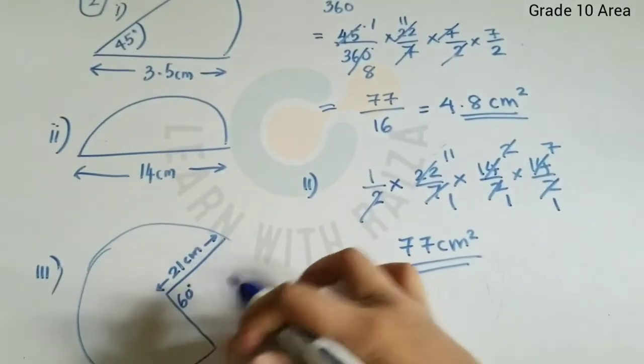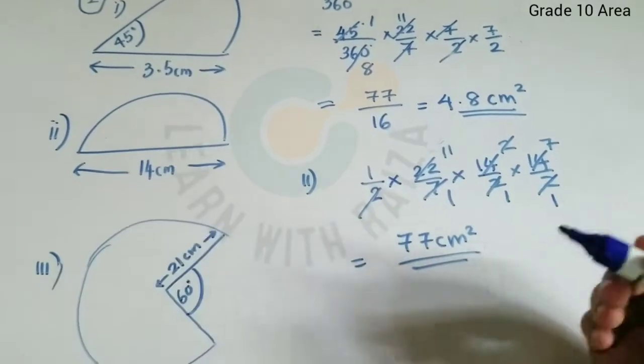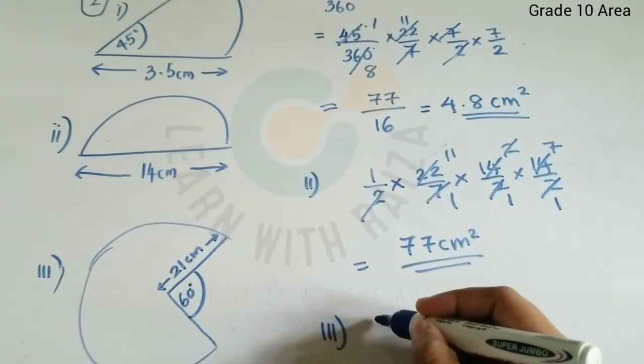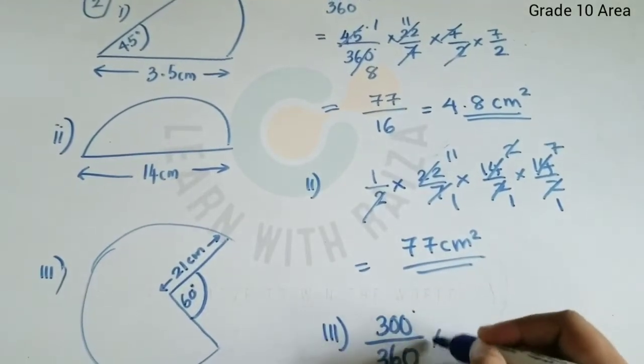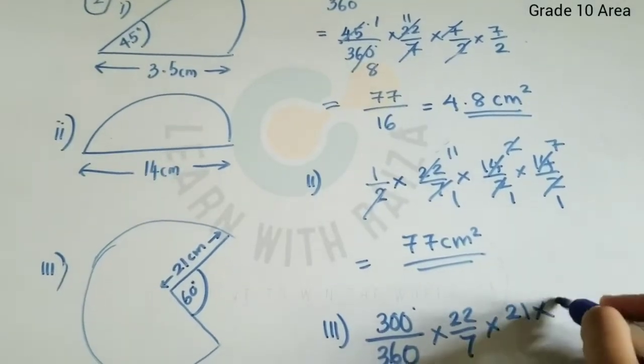Here you have to be very careful because we are going to find the area of this sector. So don't take this degree, that's not the theta value. Theta value is 360 minus 60. 360 minus 60 means 300 degrees. 300 upon 360 into 22 upon 7 into, radius is correct, 21 into 21.